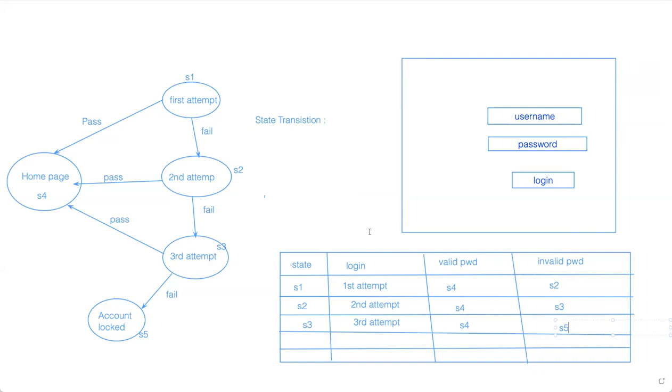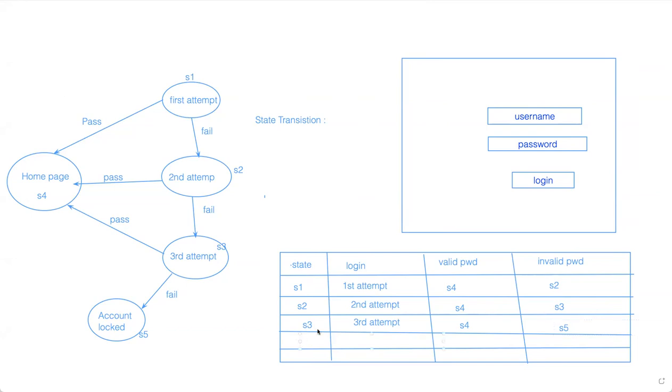Now let us see what I need to do. List out all the states. Each and everything is a state here. So first attempt, second attempt, third attempt, and not only this, home page and account lock, all these are states only. So I have listed all the states based on this transition diagram.